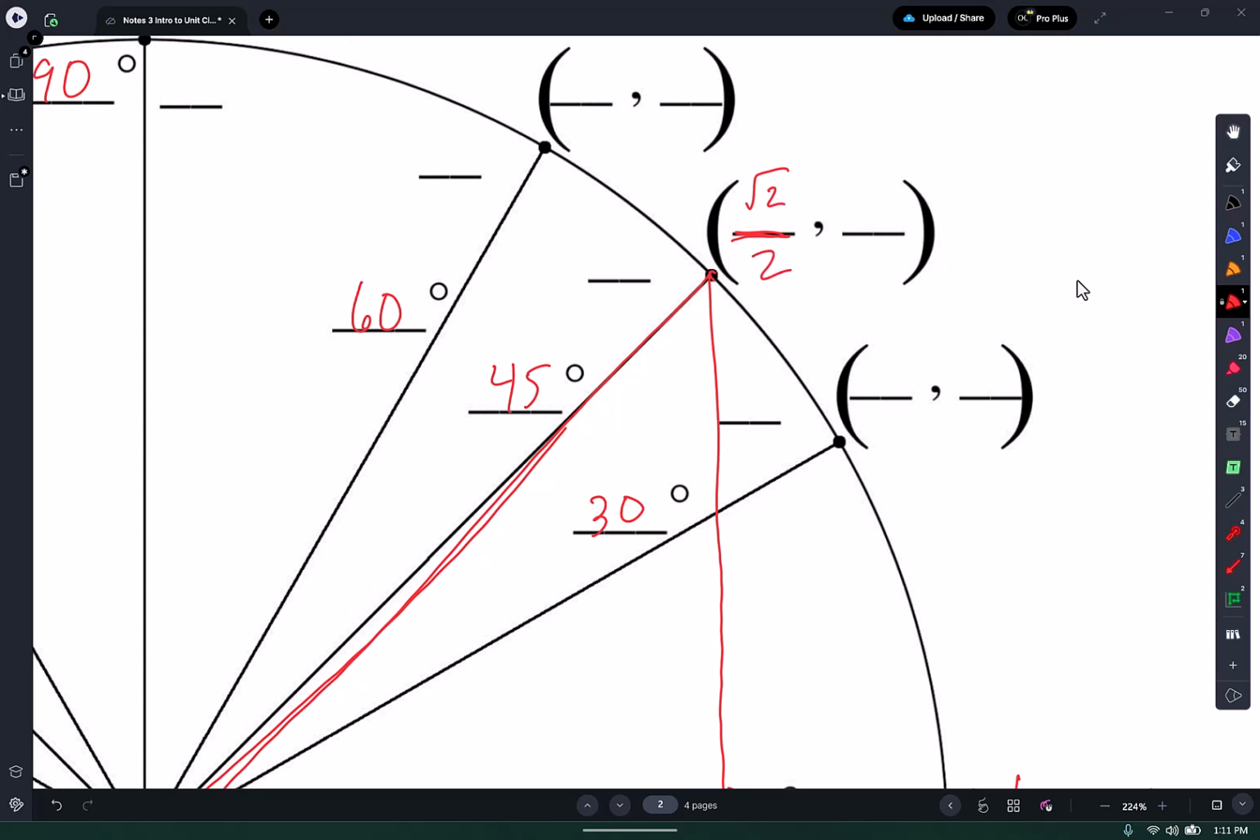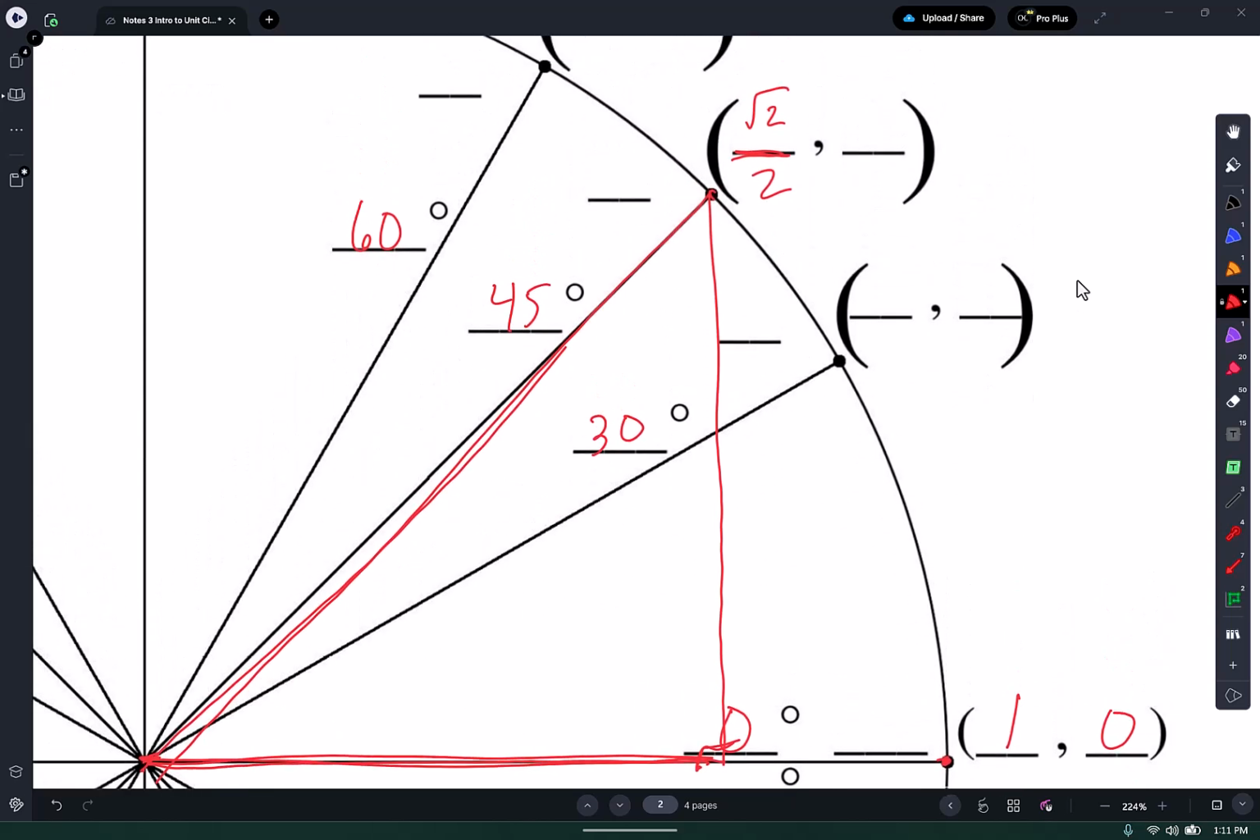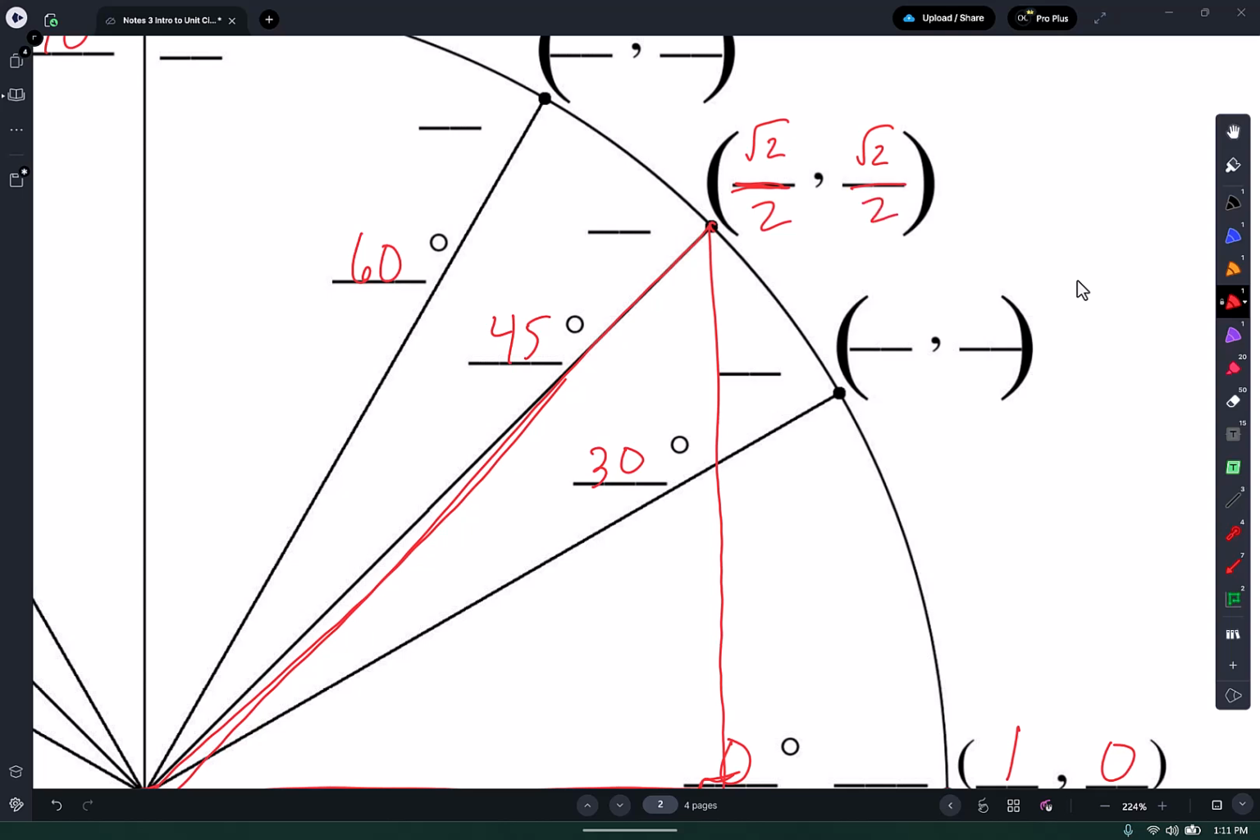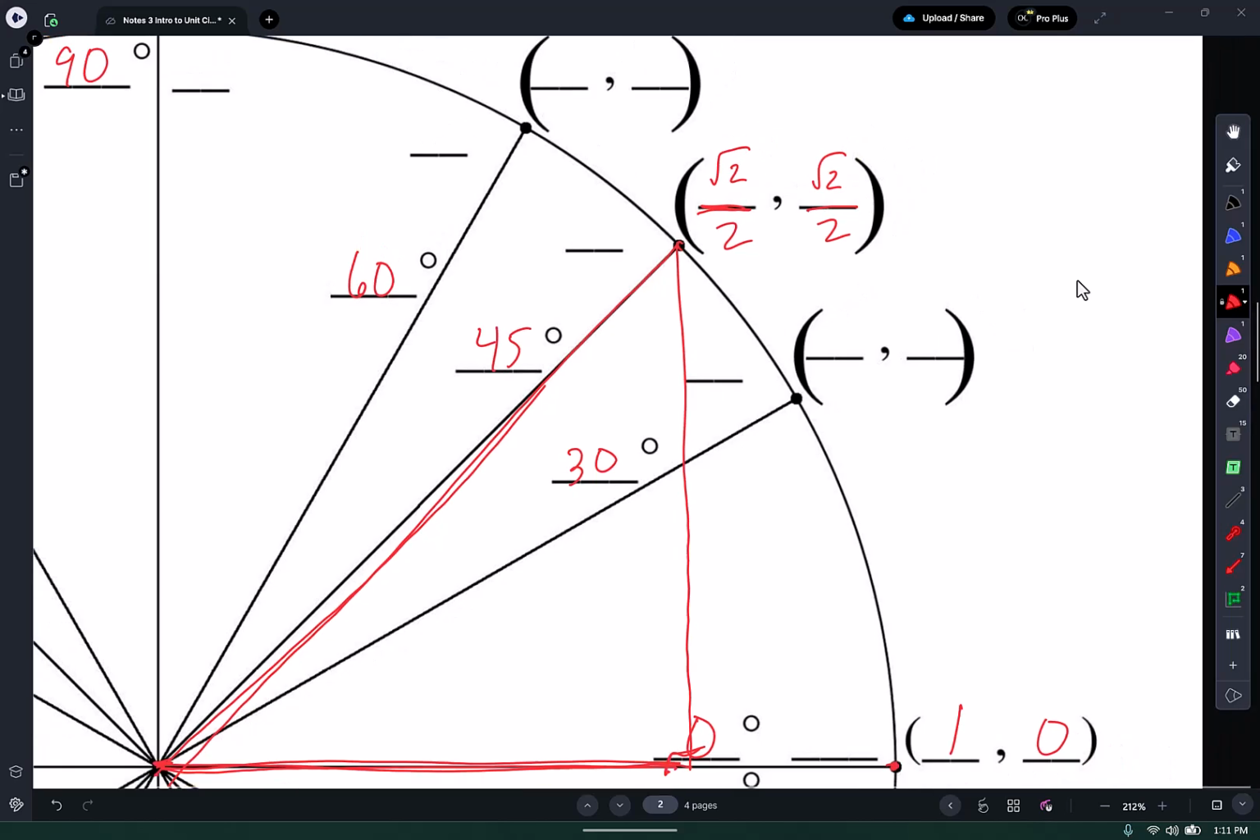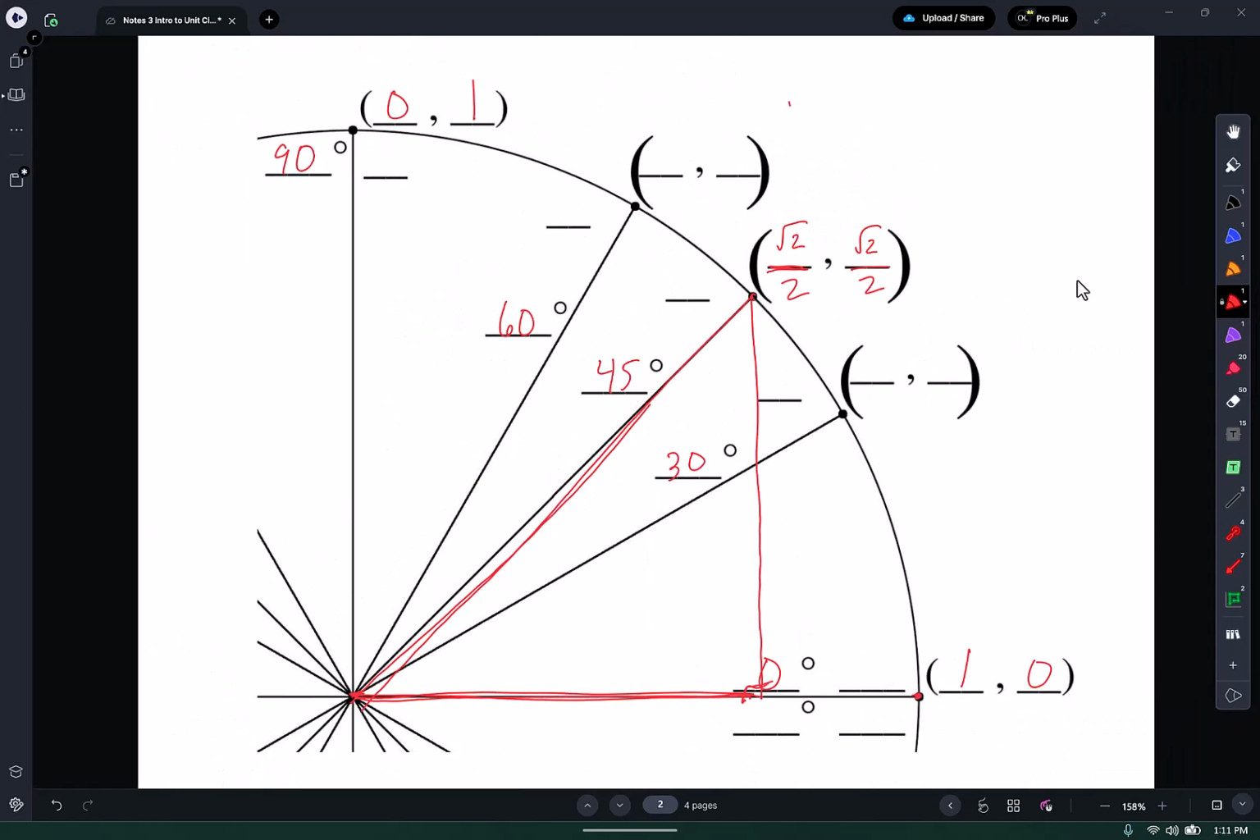Square root of 2 over 2. And what am I going to put for the y value? There you go. Do you see how we're doing it, guys? Okay. So now that you guys are satisfied that it works, that our properties work, I'm just going to use the property for the 30, 60, 90 triangle. Is that okay with you guys?